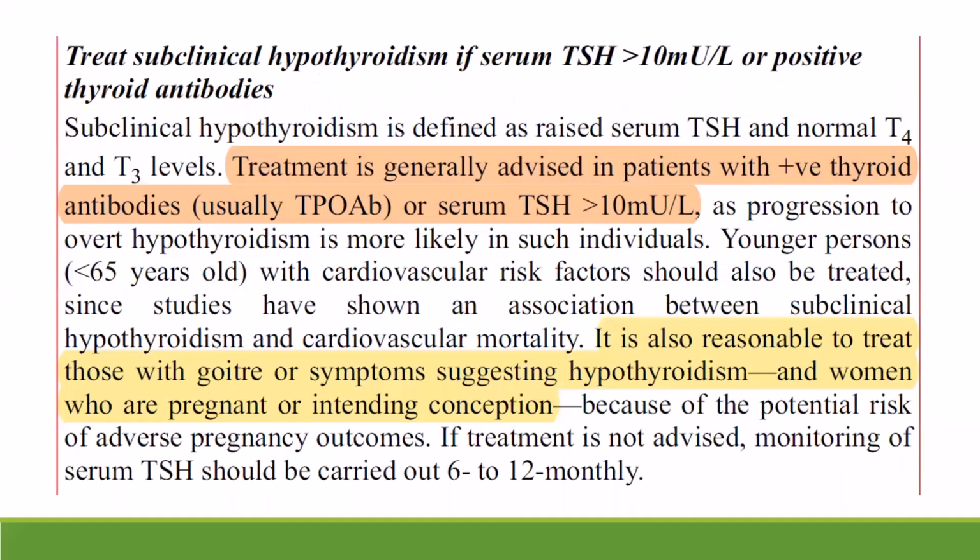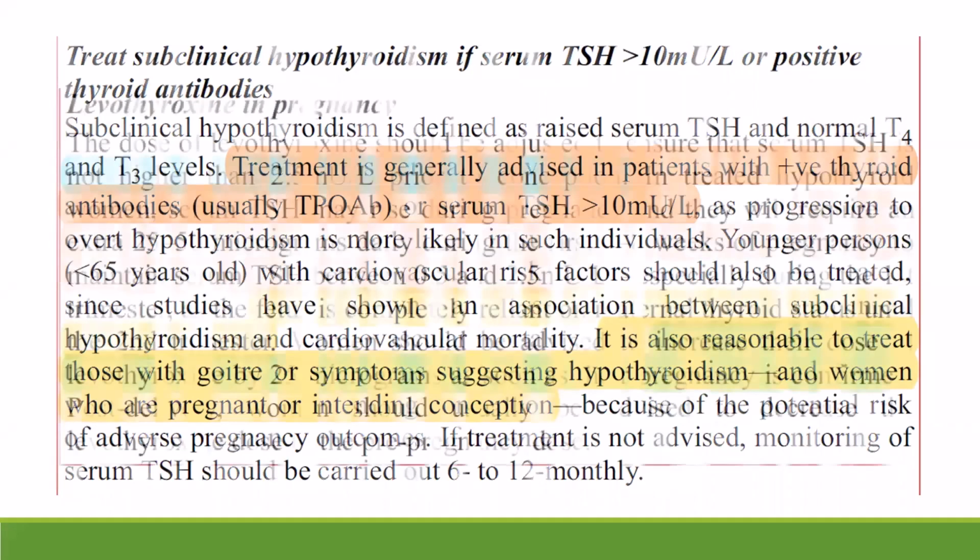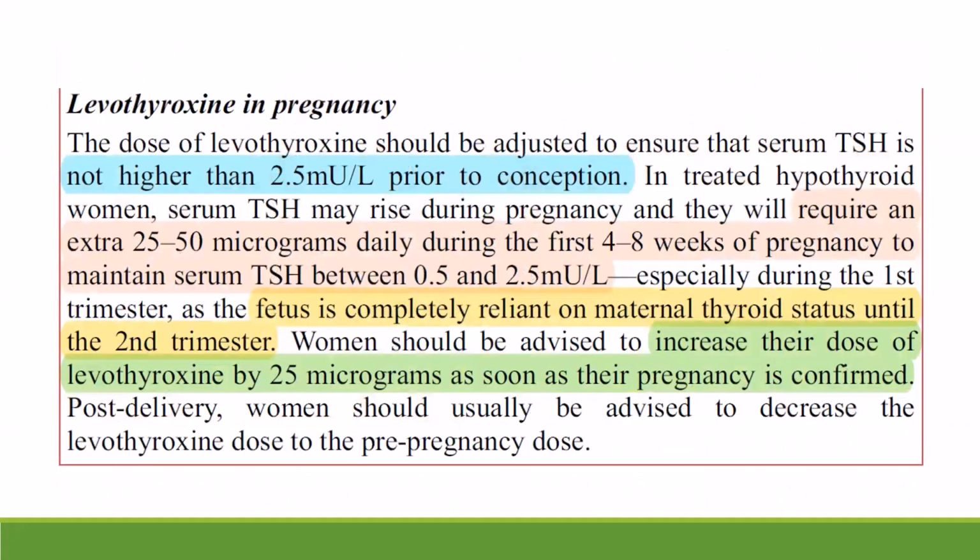And this is a hint about treatment of subclinical hypothyroidism. I will treat subclinical hypothyroidism if TSH is more than 10, irrespective of the free T4, or if anti-TPO is positive. And another recommendation is to treat if there are symptoms, if there is another autoimmune disease, or if there is pregnancy or infertility. In these situations, I will treat subclinical hypothyroidism.